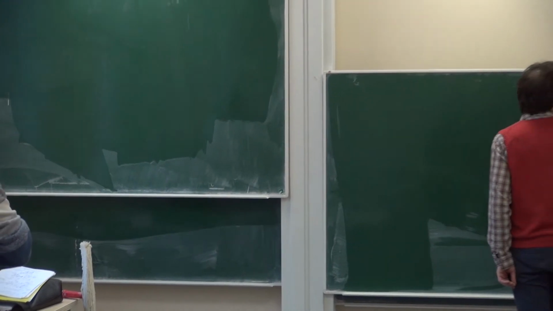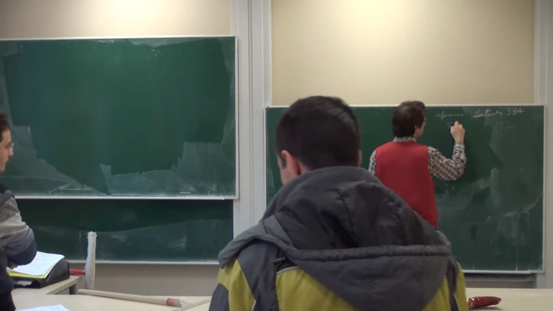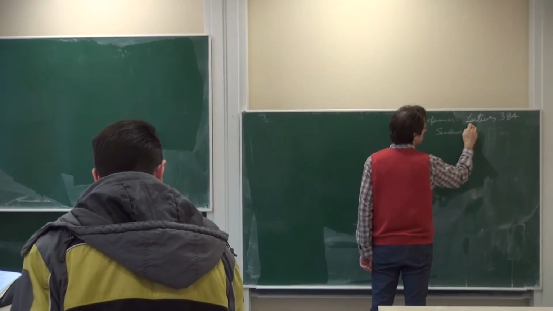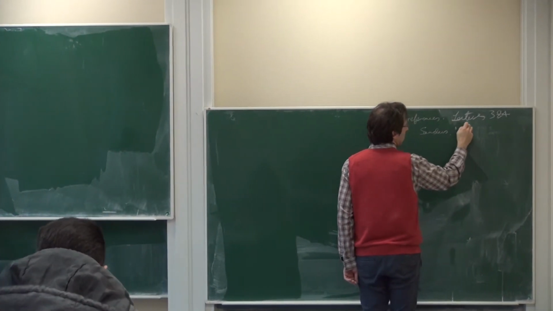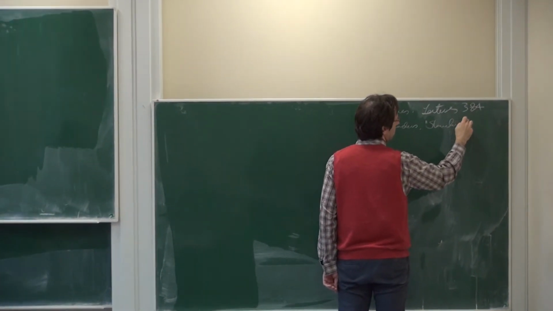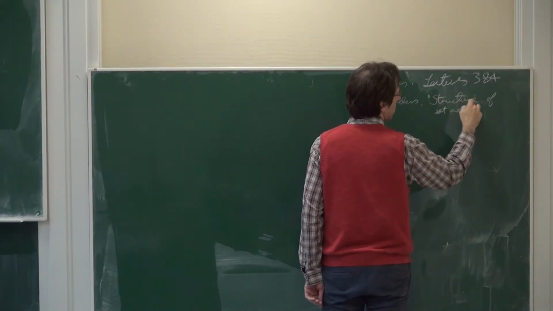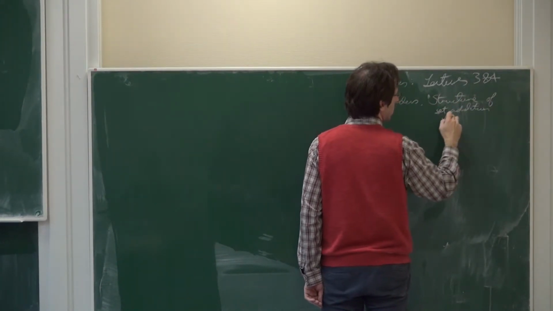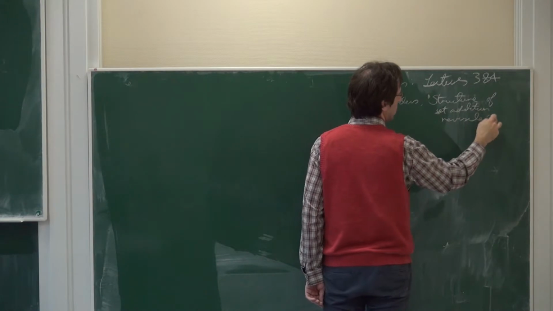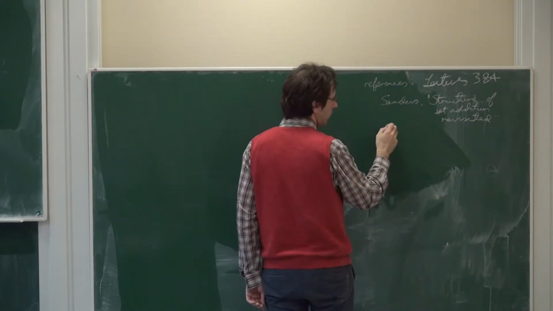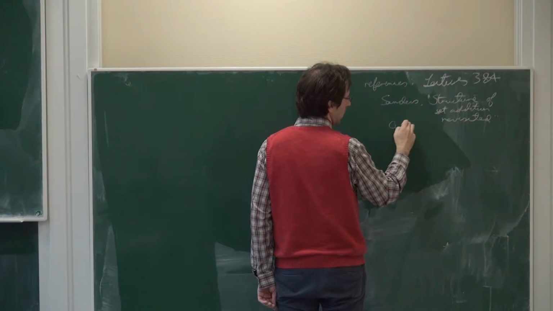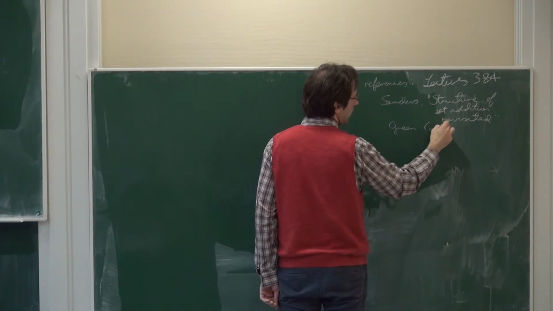So here the main reference would be Sanders. I think it's Structure of Set Addition Revisited. Maybe I'm getting a word in the title wrong, but it's mostly that. And then there are some notes by Green, which have a very similar title.